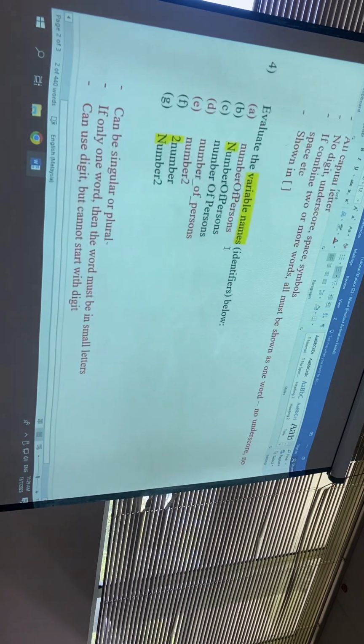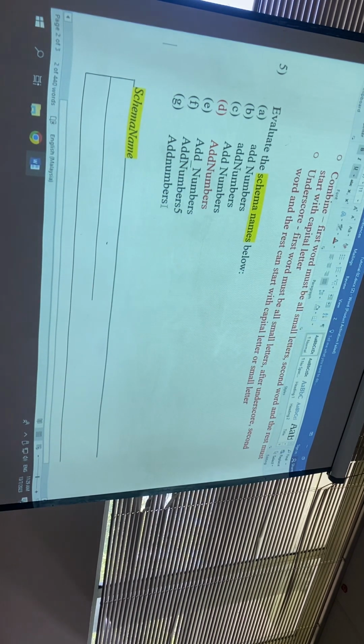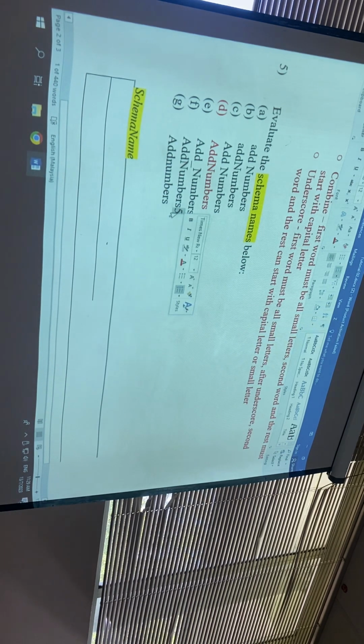Right, I put red color right now. Okay? Here E, valid or invalid? Invalid because of underscore. We cannot have underscore. F, invalid also because of digit. You cannot have digit for the schema name.